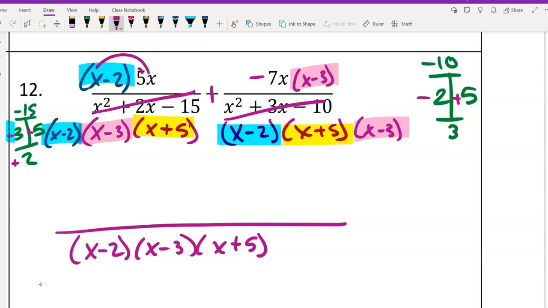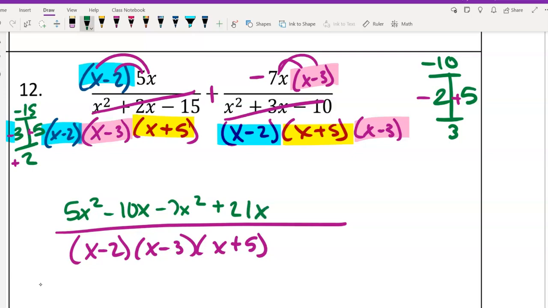And for the top, we're going to distribute the 5x and distribute the negative 7x. Let's do that now. 5x times x, 5x squared. 5x times negative 2, negative 10x. Negative 7x times x is negative 7x squared. And negative 7x times negative 3 is a positive 21x.